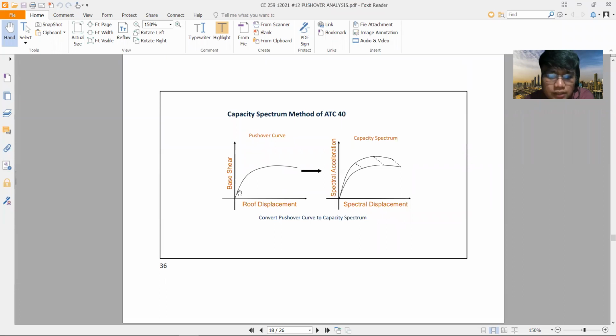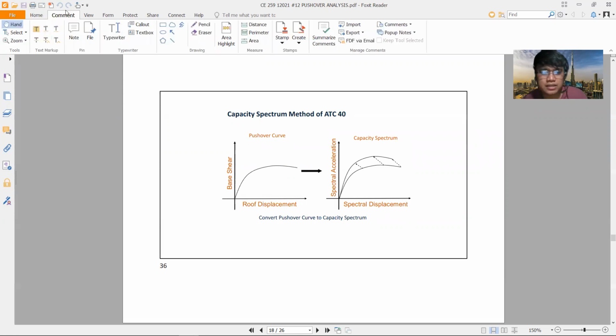Okay, so what happens here during the pushover analysis is that the roof displacement is plotted versus the base shear. The roof displacement is plotted where the plastic hinges are seen. Okay, suppose the plastic hinge is here. At this displacement, this is the plastic roof displacement, then this is the equivalent base shear. So that is plotted.